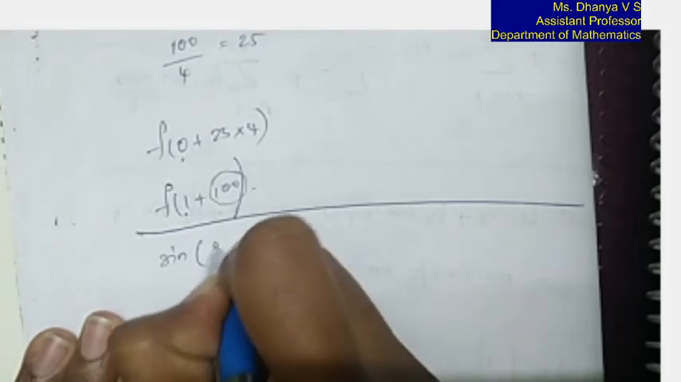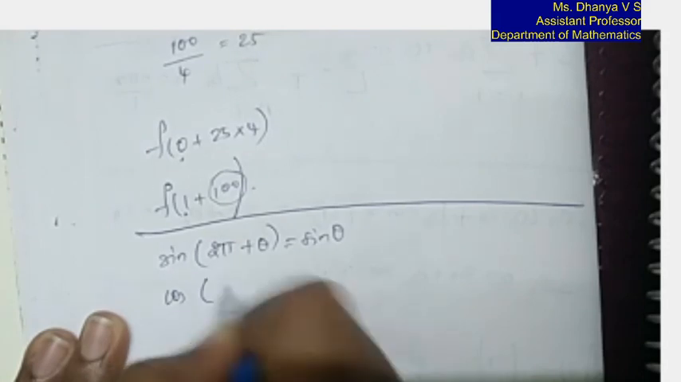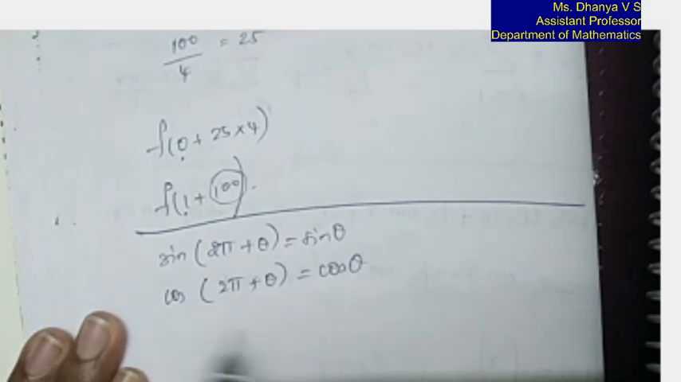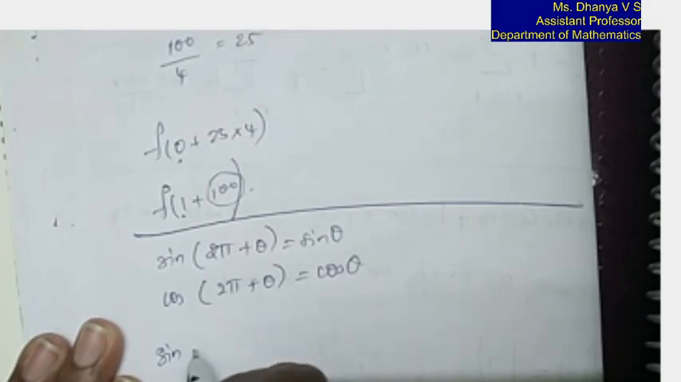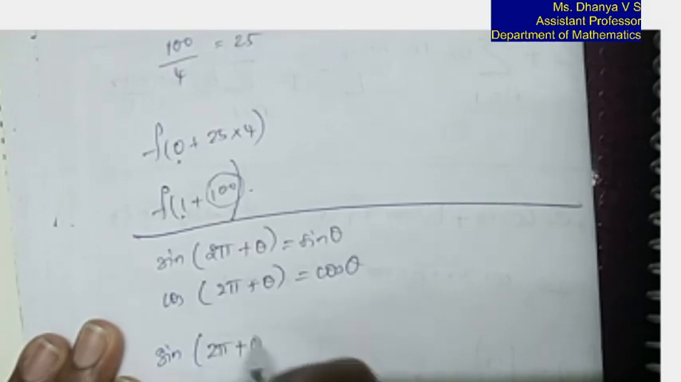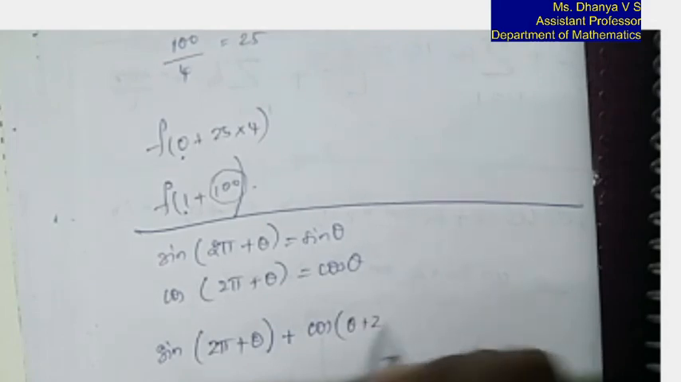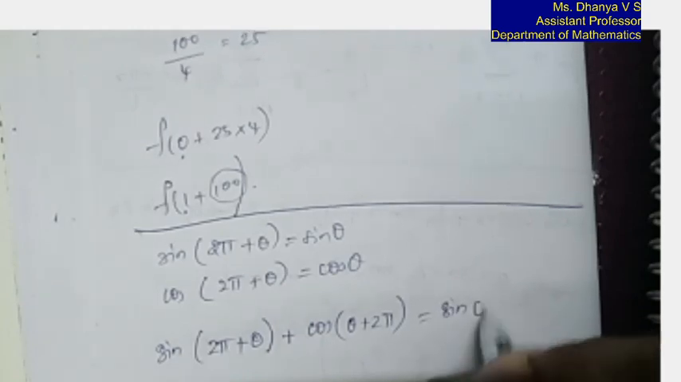So let's have a look. We know sine of 2 pi plus theta is equal to sine theta, and cos of 2 pi plus theta is equal to cos theta. So sine theta and cos theta are periodic with period 2 pi, that is primitive period 2 pi. Now what about sine theta plus cos theta? If I replace theta with theta plus 2 pi, then sine of theta plus 2 pi plus cos of theta plus 2 pi is sine theta plus cos theta.